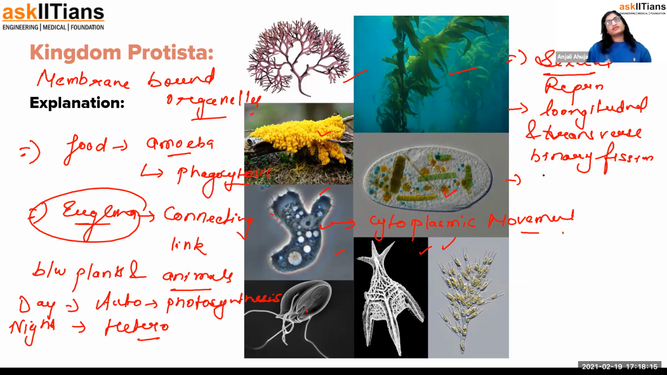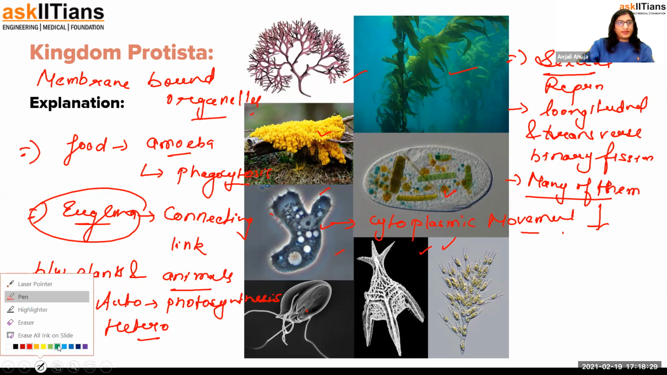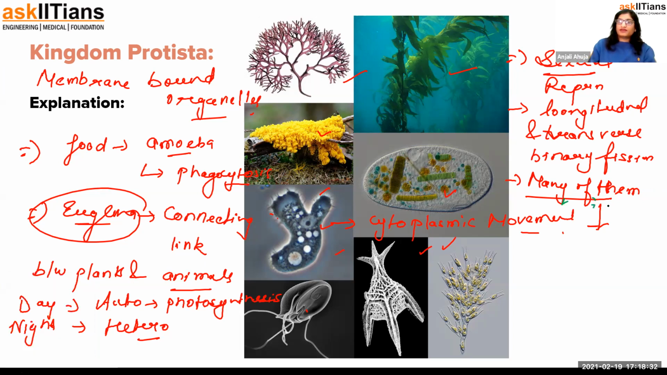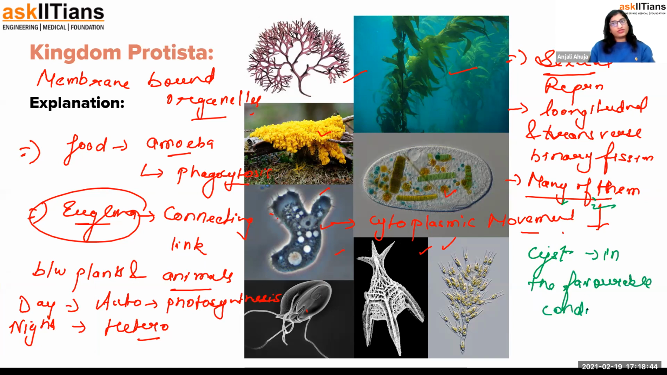Okay, so next, one more thing: many of them can make a hard covering around them, can make a cyst. Actually, let me change the pen color first. Many of them can make a cyst in unfavorable conditions. Whenever the conditions are not suitable, they will make a hard covering around them, and in that time they will be dividing inside, and when favorable conditions come, they burst out. That is known as multiple fission.